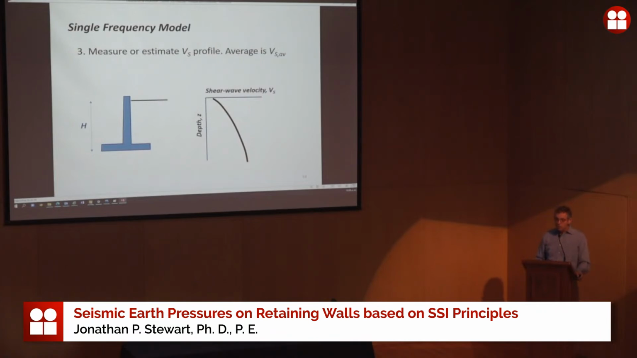Now you need to have a shear wave velocity profile. You either measure it, or if the wall isn't built yet, you can't measure it, but you can estimate it. It's not that hard to estimate the shear wave velocity of sand, if you know the relative density you're going to have.